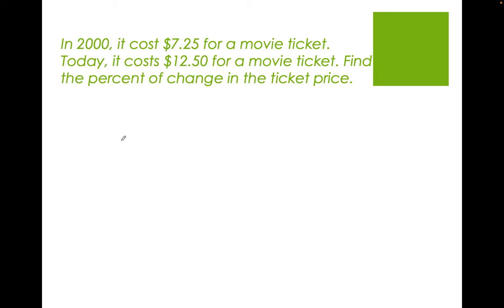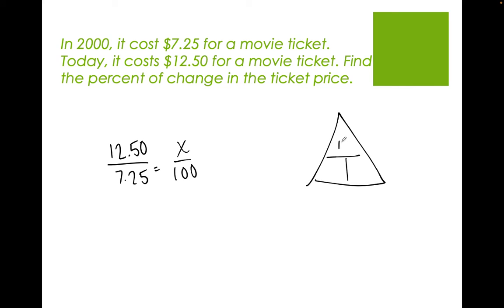Another option, instead of subtracting first, is to compare the new price over the original and figure out what that is as a percent. So whether you do this as a proportion or the triangle, either way, the new price goes on top, which in this case is $12.50, and the original price, $7.25, goes on the bottom. Now when you solve this, you end up getting 172.4% as your answer. But this is not the increase or the percent of change.